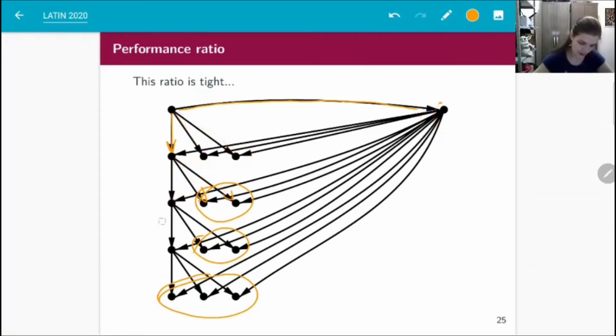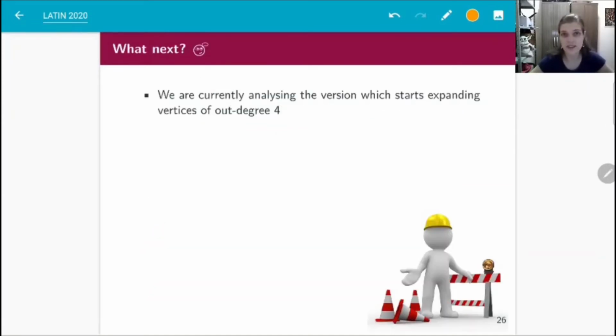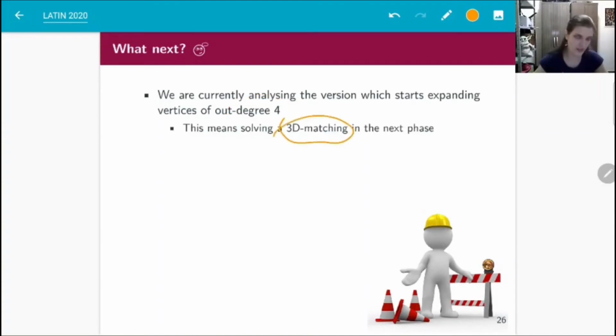But as we can see, an optimal solution here would be to expand this vertex, and we would have all of these as leaves. So this is ongoing work. We are trying to improve this approximation ratio. We are now analyzing a version which starts expanding vertices of out degree 4, which is a natural improvement on our algorithm. The complicated thing here is that we have to solve a 3D matching to find the 3 and 2 expansions that we have to perform in the next phase.